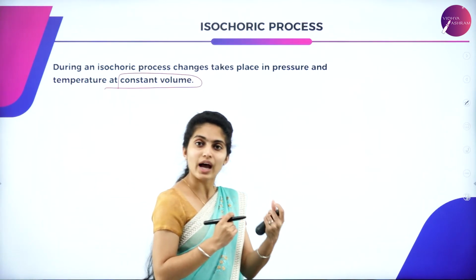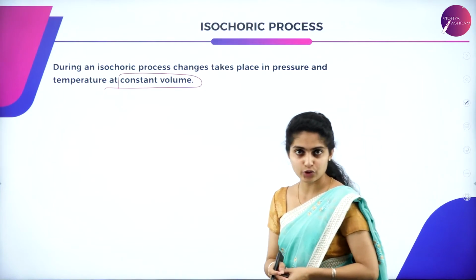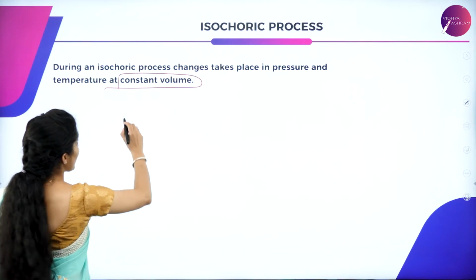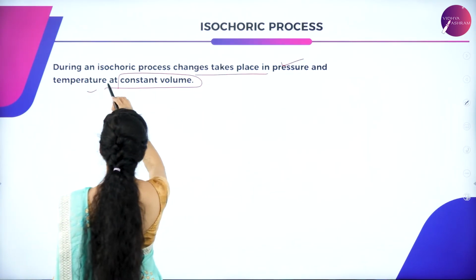So when you talk about the isochoric process, you have to just remember that the volume is said to be constant. So what happens in this isochoric process? Here the changes take place in pressure and temperature.